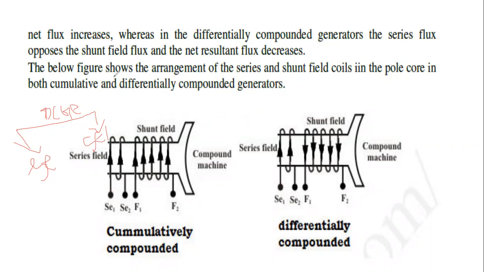Next, coming to the compound generator. According to the winding connections, the compound generators are again classified into two types: the short shunt compound generator and the long shunt compound generator. In the short shunt compound generator, the shunt field winding is connected only in parallel to the armature and the series winding is connected in series to the armature. That type of generator is called the short shunt compound generator.